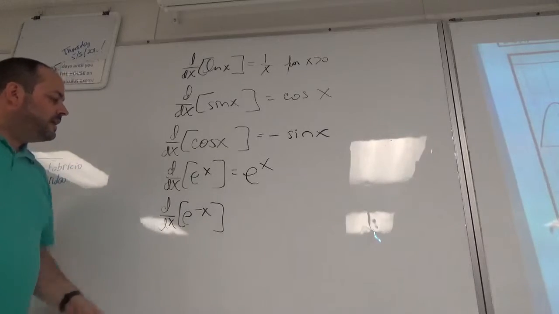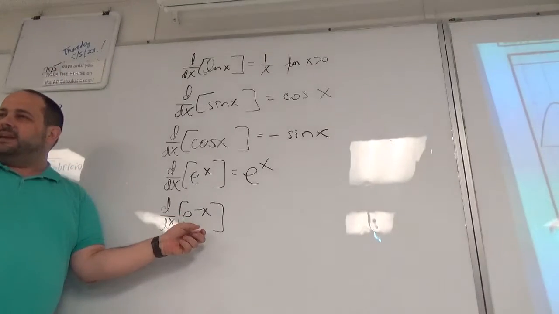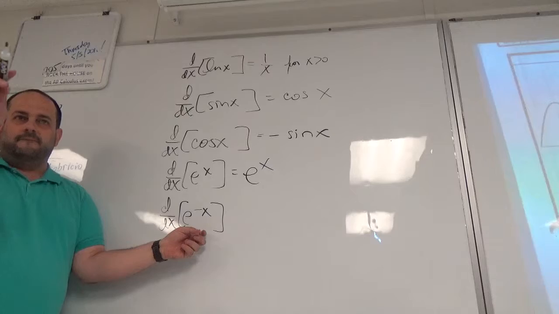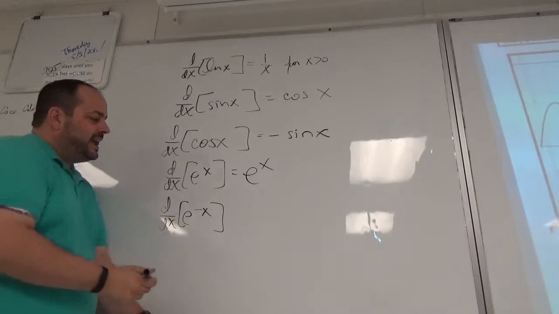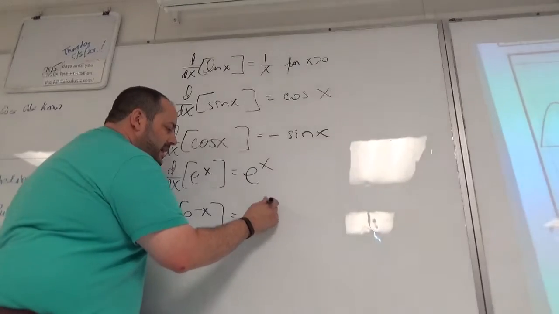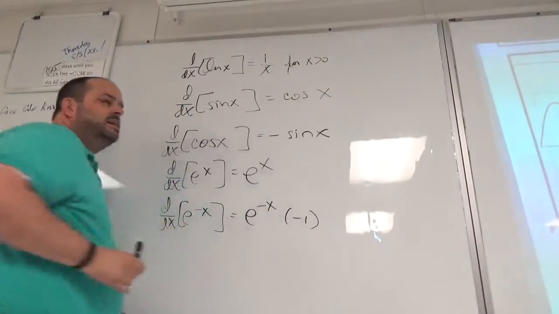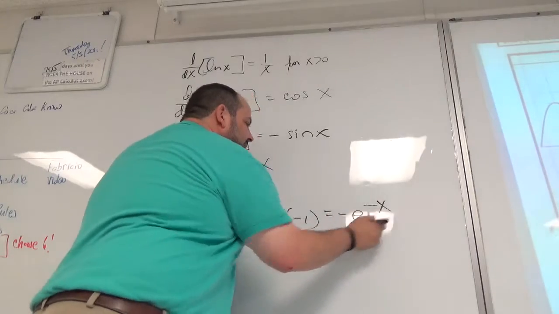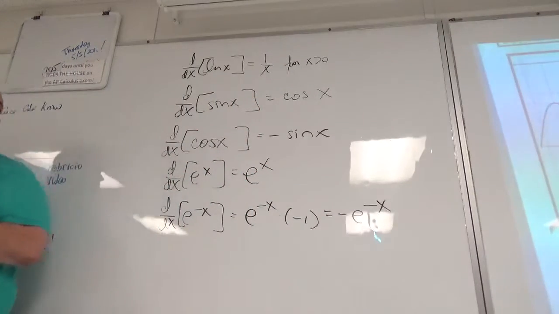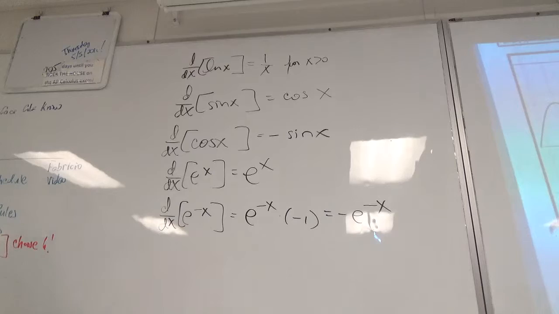So strange. Okay. And the derivative of e to the negative x, did anybody figure it out? I thought it was a natural log. Negative e to the negative x. The derivative of e to the negative x is, I'm going to write it this way, e to the negative x times negative 1, which is the exact same thing as negative e to the negative x. We've got 5 brand new derivative rules.